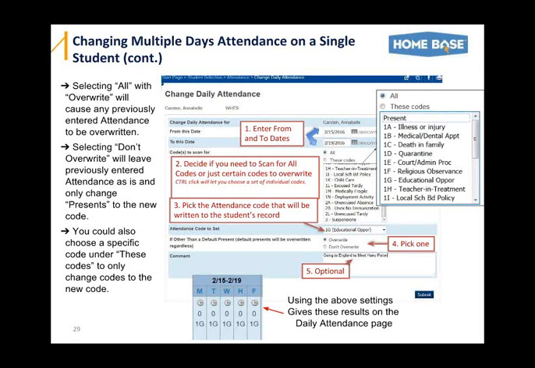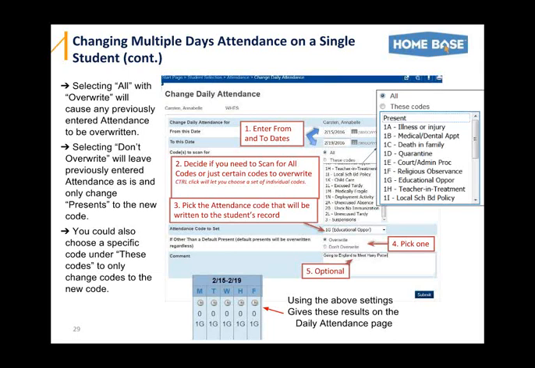And then you have the ability to choose whether you're going to overwrite what you find, if there's something there, or don't overwrite. If you say don't overwrite, whatever code was there, it's going to leave it, and it's only going to change the ones that don't have anything in that particular code for that particular day. Number five is optional, and that's the comment area. So you can do that. The student went on a family vacation or whatever the case was. They went to South Carolina to see the eclipse.